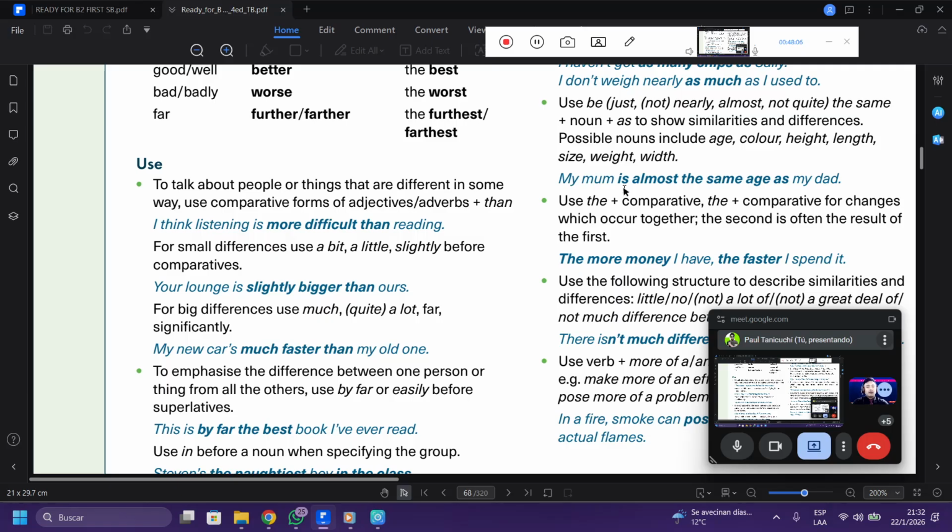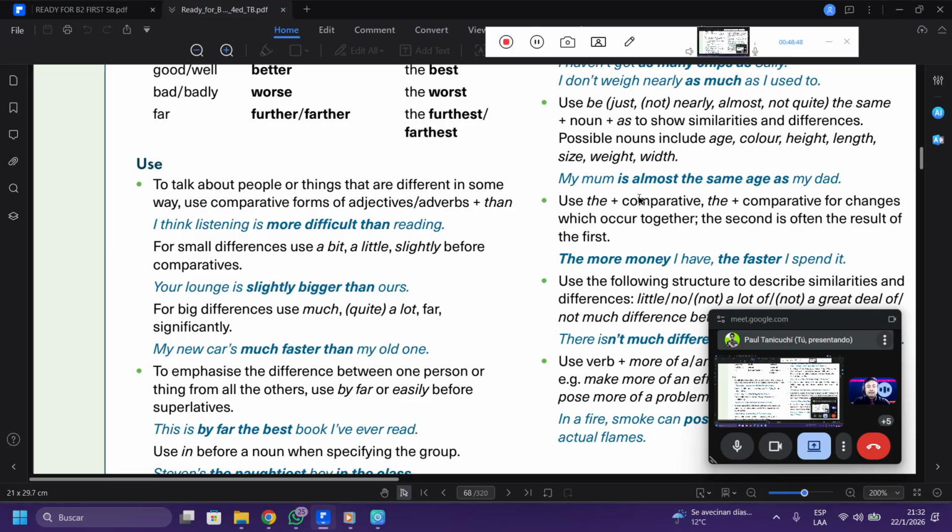Okay. In this case, we use the same, right? Almost the same, or not quite the same, plus noun, plus the word as, to show similarities and differences. Possible nouns include age, color, length, size, weight, and width. For example, my mom is almost the same age as my dad. You see? The expression here is the same, plus a noun like an age, a color, and then as.